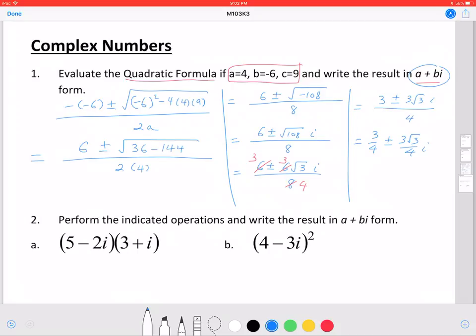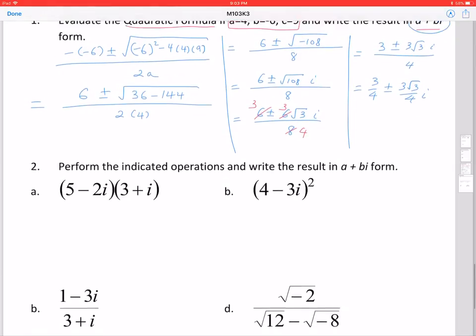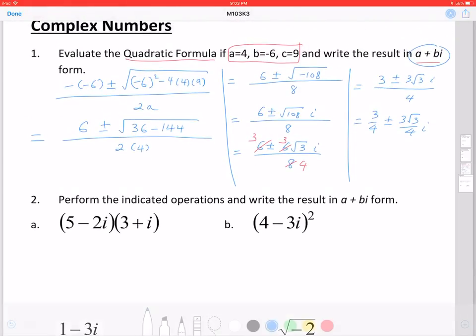Okay, then let's continue with the next problem, number 2a. You have two complex numbers multiplying, and I know this looks like a binomial. We cannot call it a binomial because these are not polynomials, but we do have 2 terms times 2 terms. So this is really nothing more than doing the usual FOIL. So multiply 5, distribute negative 2i, and let's see what I get.